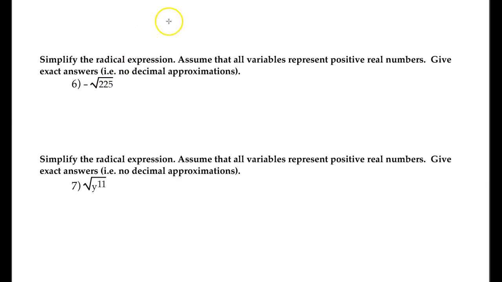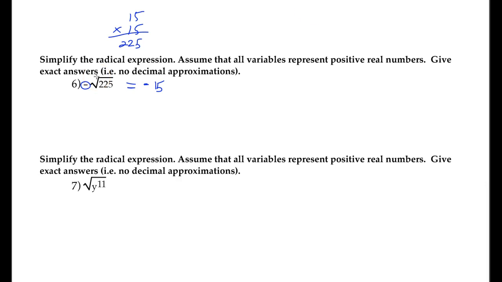Now, in question number 6, this one's pretty easy. Literally, you could probably plug this in your calculator and do it. But one thing that we know is that 15 times 15 ends up being 225. So what that means is that the square root of 225, meaning what is the number that you would multiply times itself twice to get 225, would be just 15. And since this negative is on the outside, we just write the negative on the outside. And so that's all there is to that question.